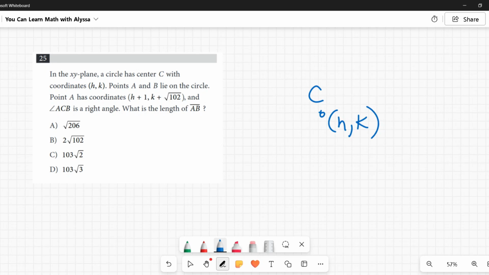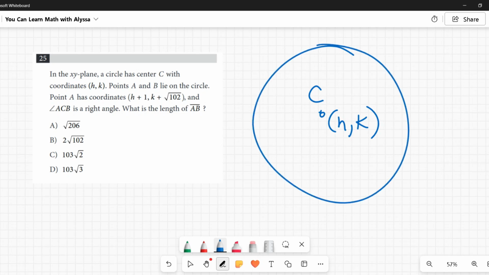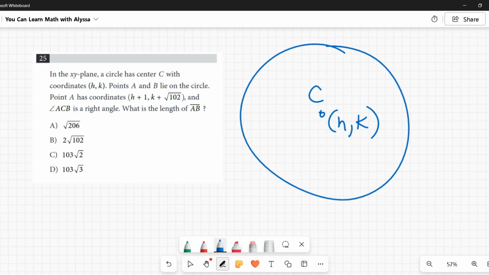So there's this circle. It's not drawn well, whatever. Point A has coordinates (h plus 1, k plus square root of 102), so it's somewhere over here, because the x value is one more. This is not drawn to scale. I'm not using the grid in the background, I'm just saying we went over 1. And this is point A, and ACB is a right angle.